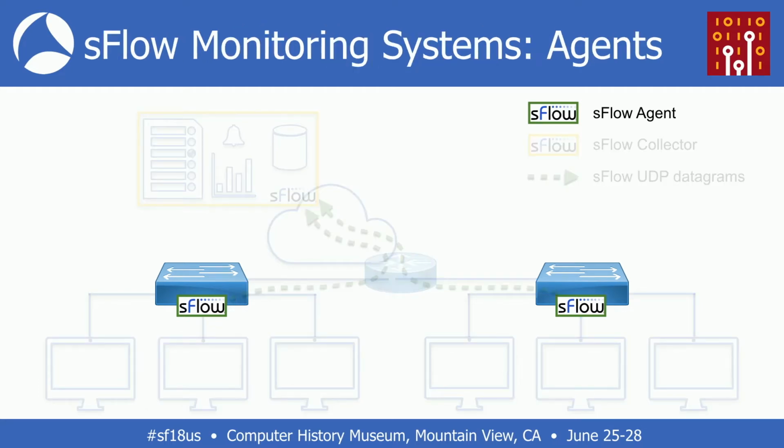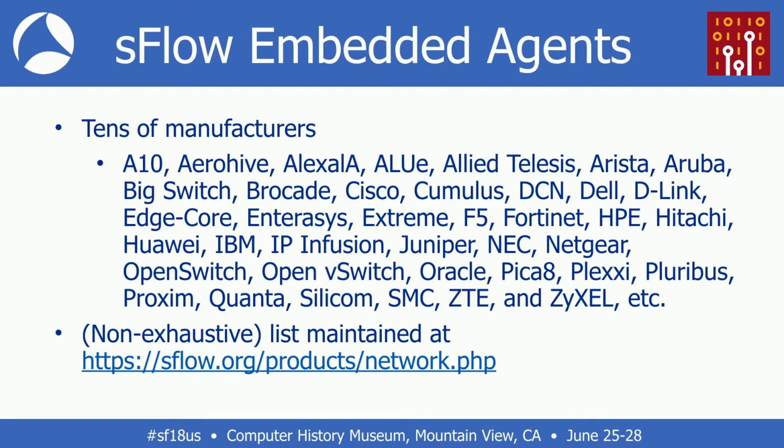So the sFlow agents. The sFlow agents are available in a series of devices and network appliances that are switches, but also routers, firewalls, and network appliances in general. Those are some of the manufacturers.